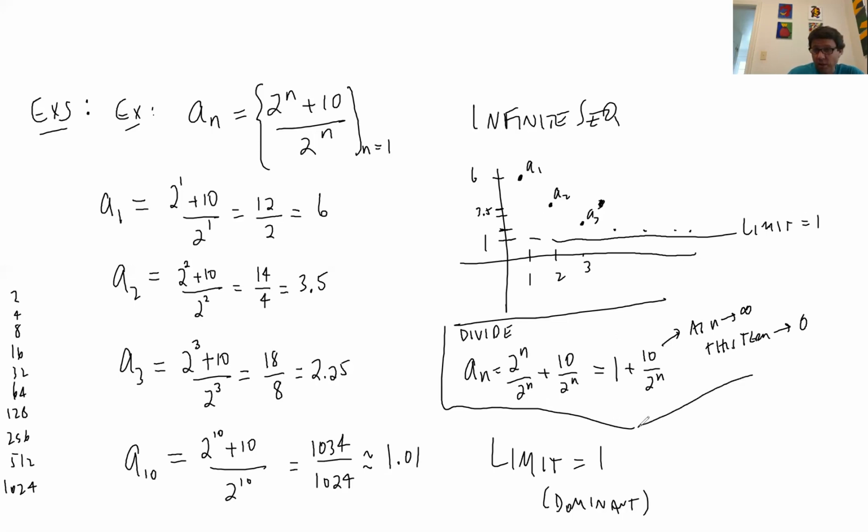Final thing is it also really does look like L'Hopital's rule, right? You have 2 to the n plus 10 over 2 to the n. It looks like infinity over infinity. Can I take a derivative? Well, it's not a continuous function, but you can think about it.